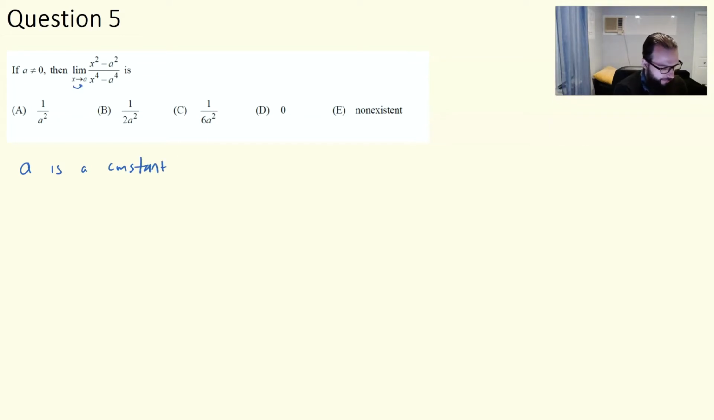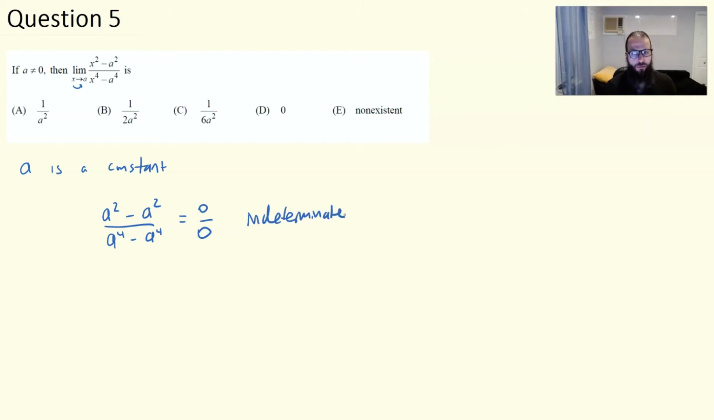So let's actually fill in a for x. And what we're going to get here is a squared minus a squared and a to the 4th minus a to the 4th, which is 0 over 0. So we have our indeterminate. When we have an indeterminate form, what we should be doing is trying to factor it out and trying to remove that removable discontinuity.